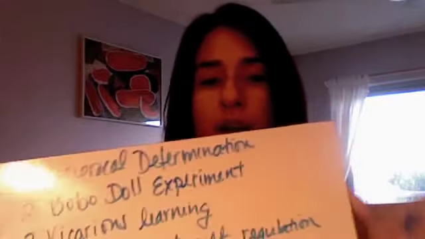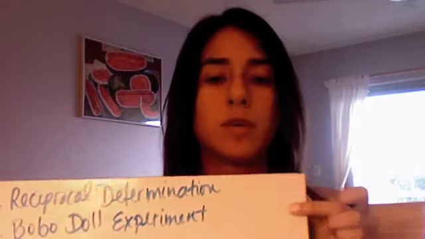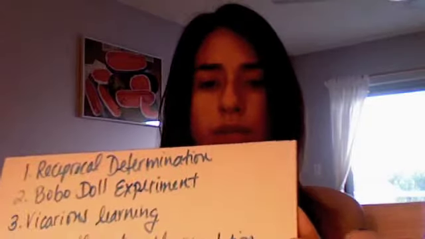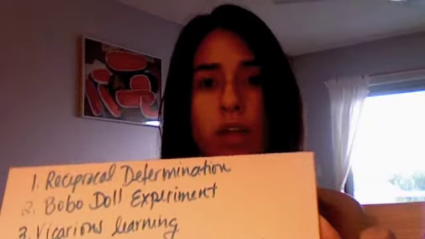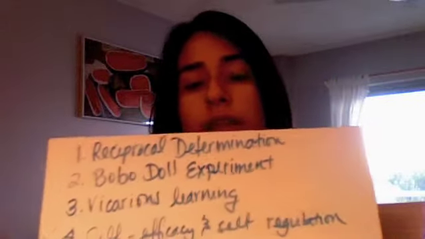Okay, so we talked about reciprocal determination, which is the little triangle. We talked about the Bobo doll experiment. We talked about vicarious learning. And the last component that recurs over and over again when you research social cognition is self-efficacy and self-regulation. Should have a hyphen. And I think that's what I was talking about earlier when I talked about the Bobo doll experiment and contrasted that with an example of vicarious learning.